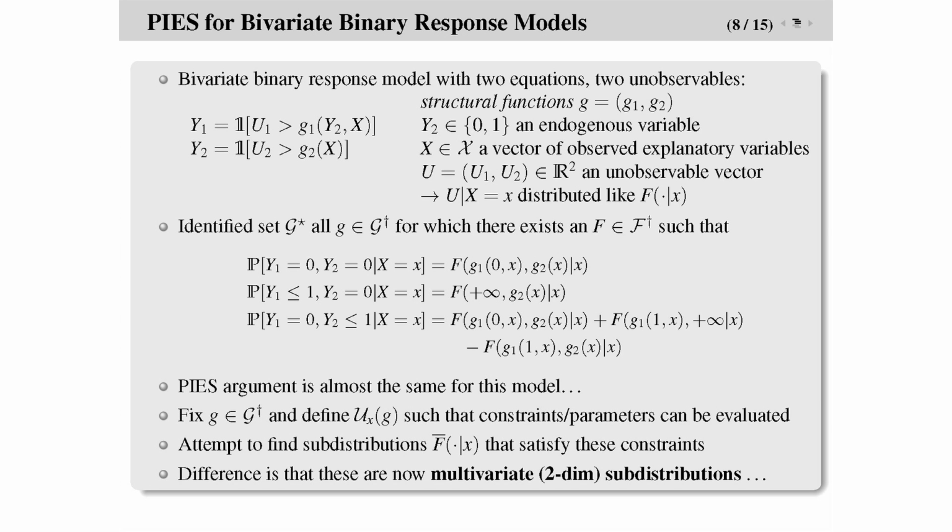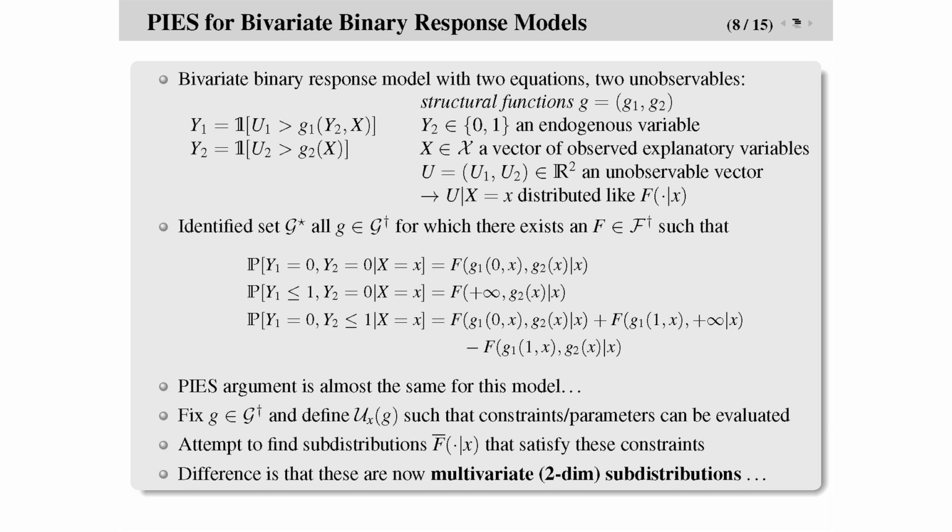I write down the observational equivalence conditions, impose the constraints we want on the f function, decide what parameters we want to evaluate, and define the U set properly. We're going to try to find subdistributions that satisfy these conditions, but now these subdistributions are two-dimensional objects instead of one-dimensional objects. That complicates things not at all, but it complicates the math a little bit.